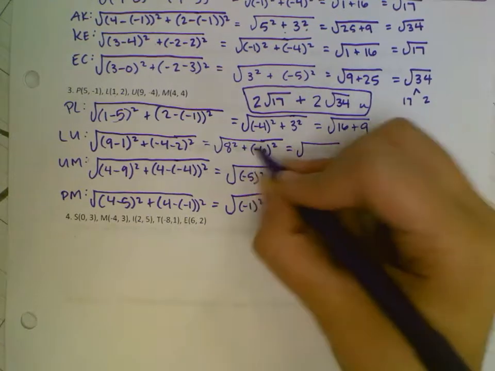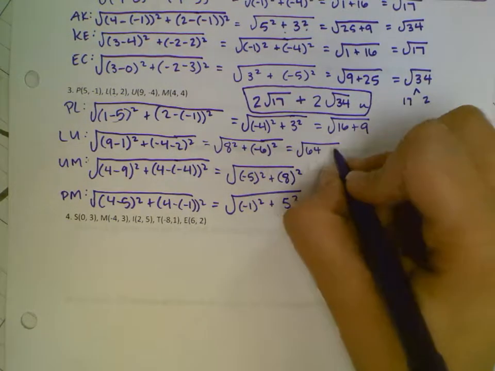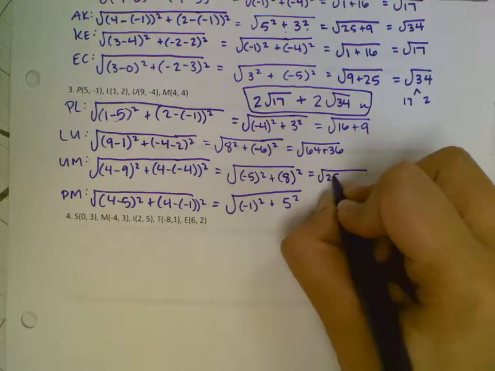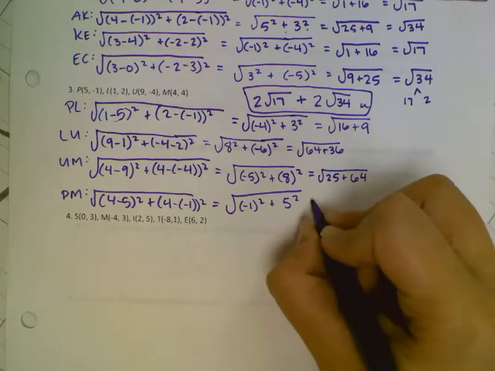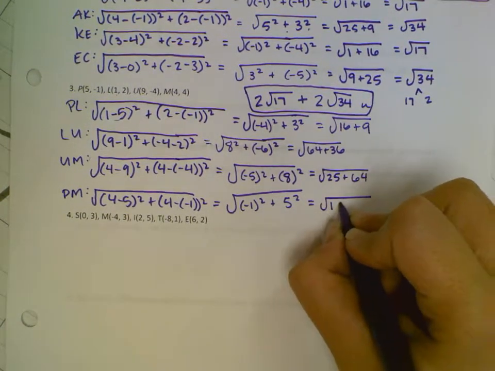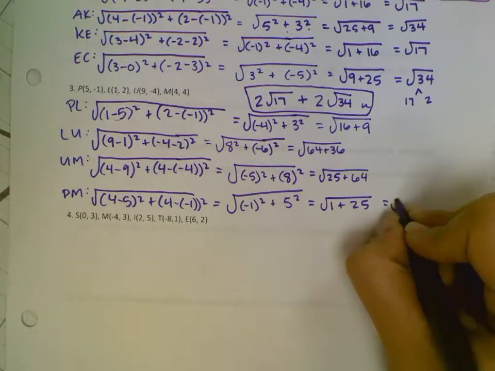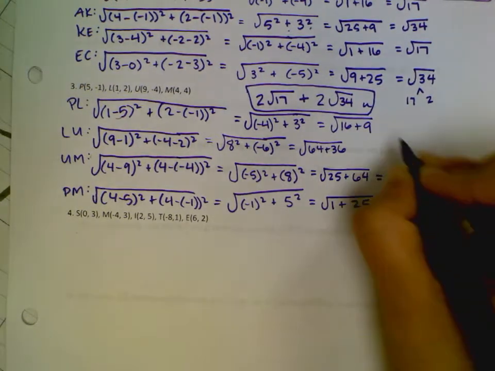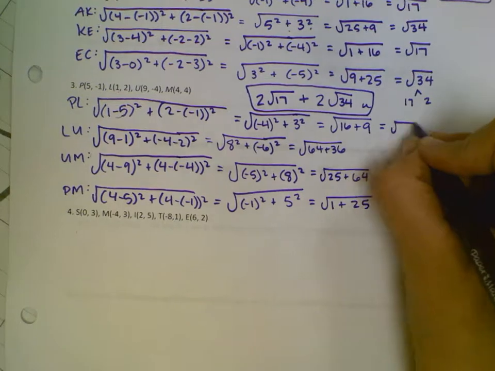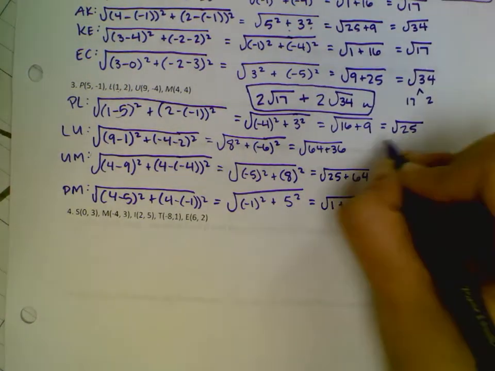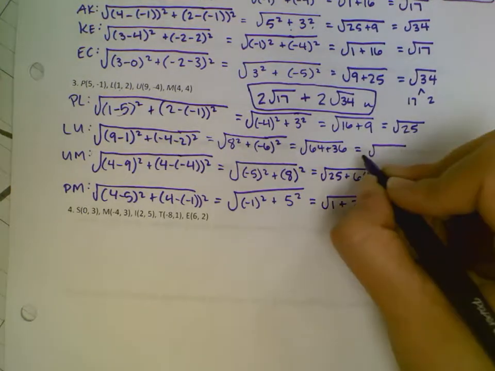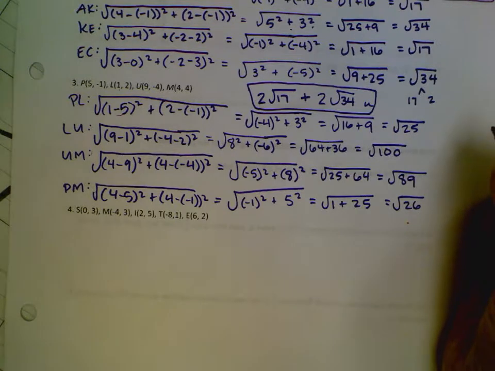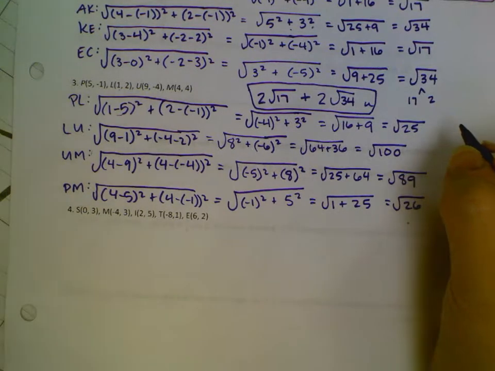Then we have 8 squared is 64, plus negative 6 squared is 36. 5 squared is 25. 8 squared is 64. Negative 1 squared is 1, and 5 squared is 25. So this will become the square root of 26. This will become the square root of 89. This will become the square root of 25. And this will become the square root of 100. Then we have the square root of 25 is 5.